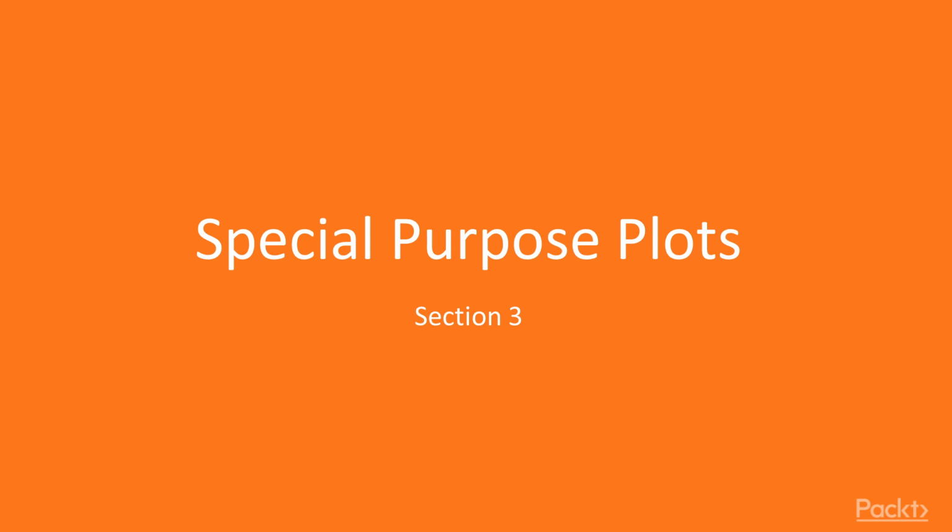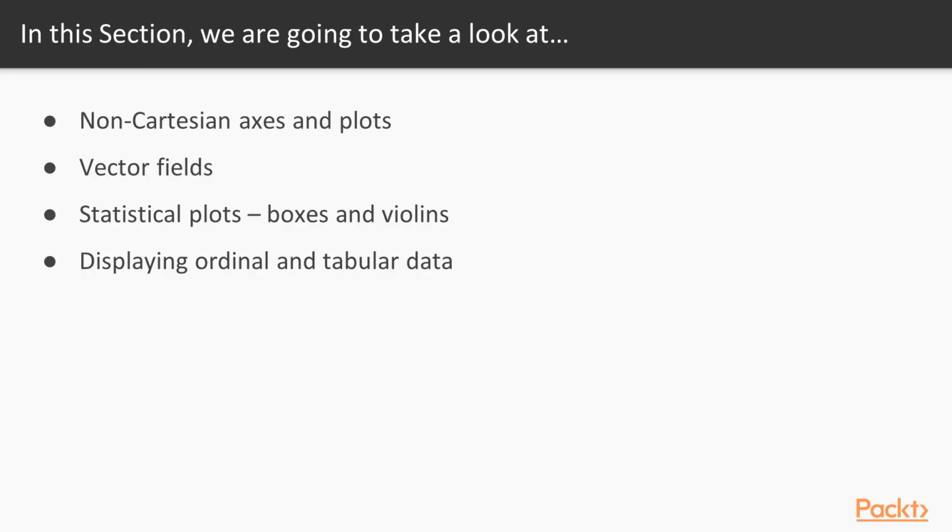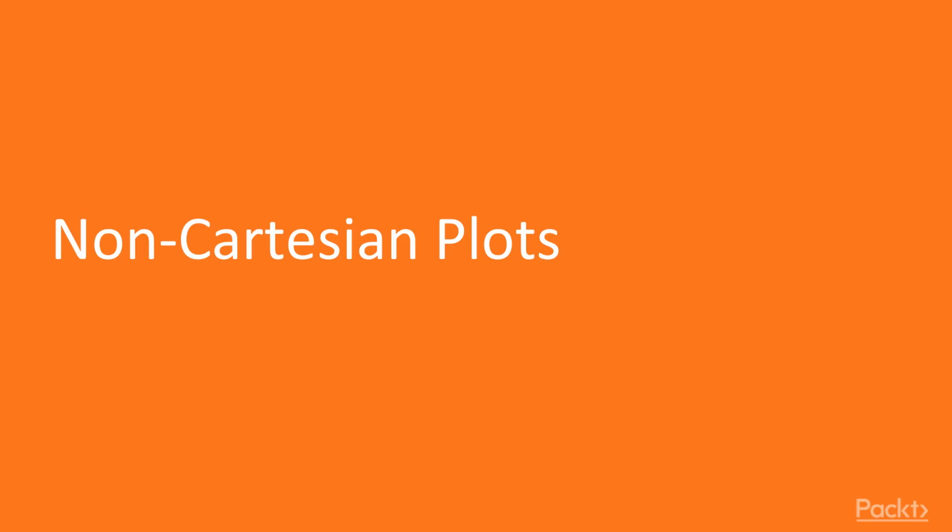In today's video, the first of section 3, we're going to take a look at some special purpose kinds of plots. In section 3, we're going to see how to make non-Cartesian axes and plots, how to plot vector fields, how to show statistical information with box and violin plots, and finally how to display ordinal and tabular data. In the first video, we're going to take a look at non-Cartesian plots.